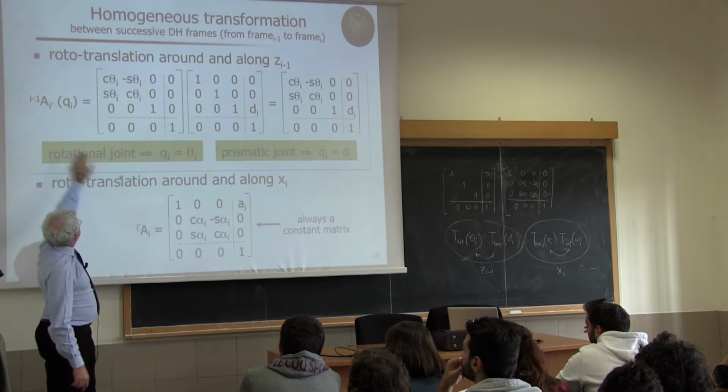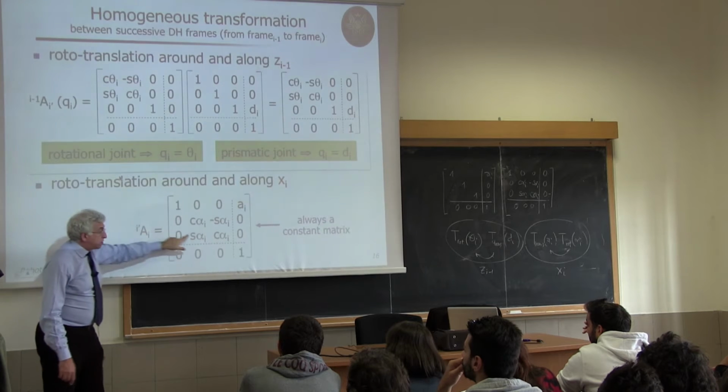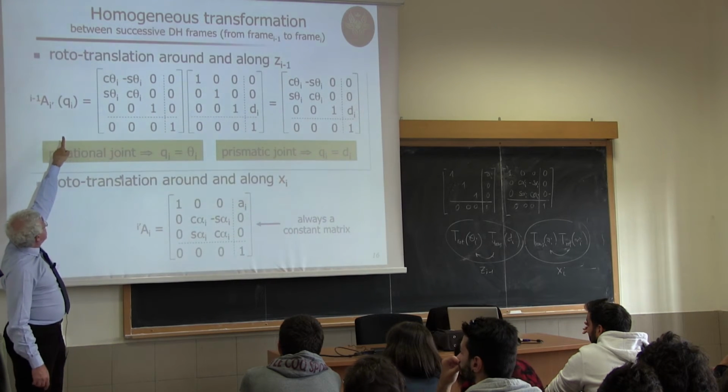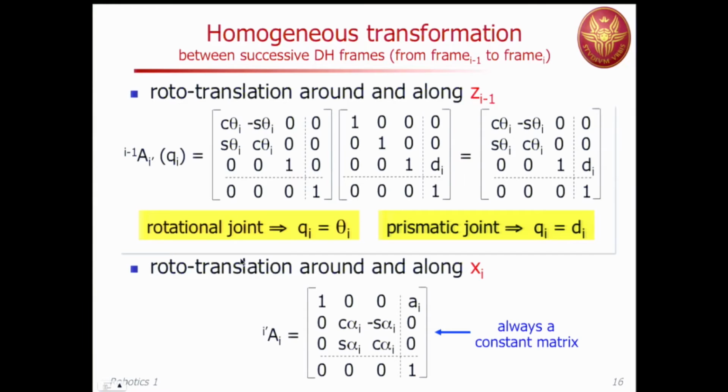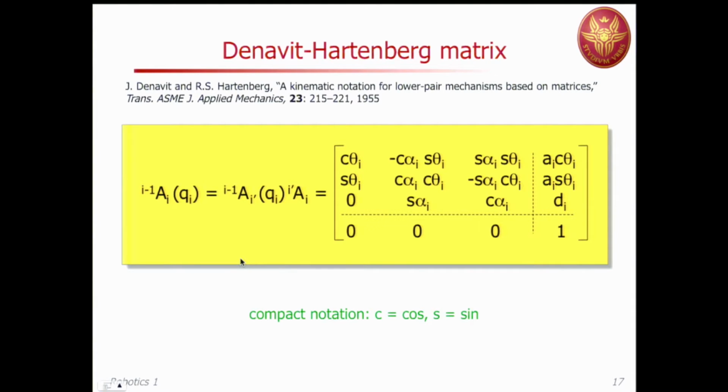Now I do the product of this matrix times this matrix. This one carries no dependence because it's a constant matrix. This one carries a dependence on q i, because either one or the other of the parameters is a variable. Okay? So when I do the product, I will have A i minus 1, i as a function of q i, and this is called the Denavit-Hartenberg matrix, and it has this structure, which is fixed once and for all.